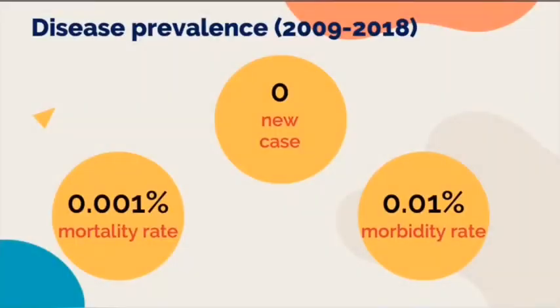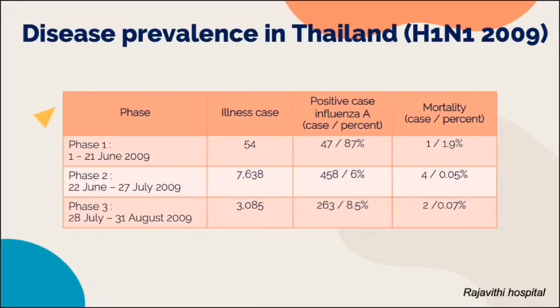From the CDC information, the mortality of influenza A virus from 2009 to 2018 was 0.001%. The morbidity rate was 0.01% and no new case was found. From the information of Rajavithi Hospital, data were collected about history of fever at the outpatient department of Rajavithi Hospital between June and August 2009. The present study was divided into 3 phases, as you can see in the picture.